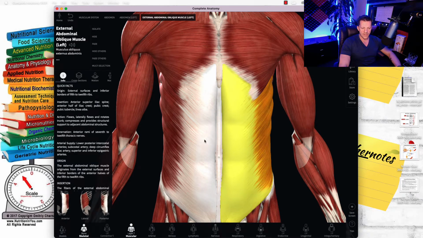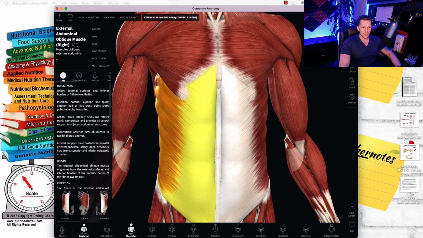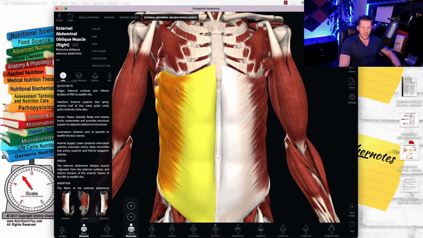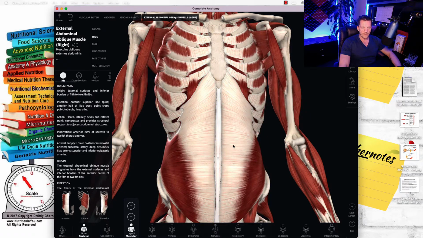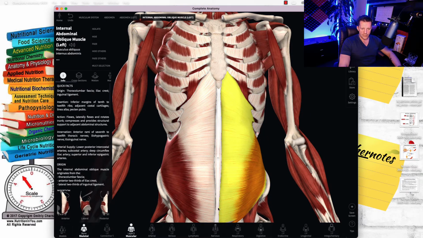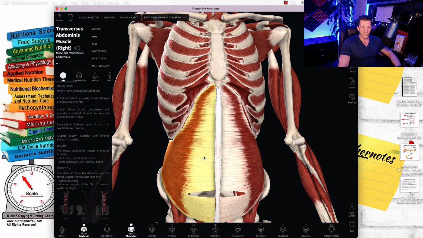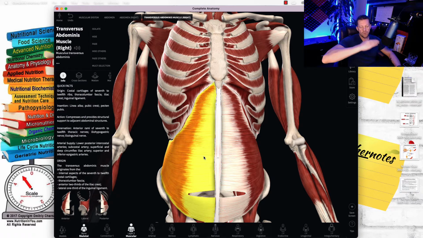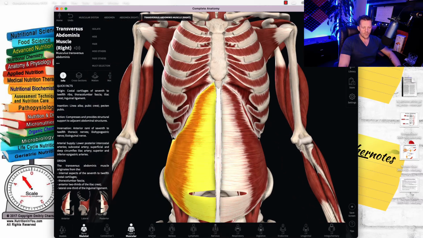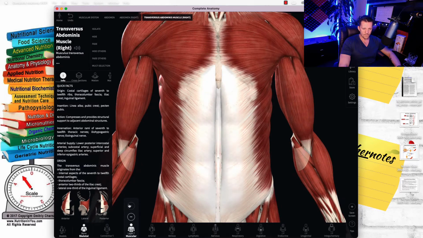external oblique muscles. So, external oblique, and if I remove one layer, there are the internal oblique muscles, which are these internal oblique muscles. And if I remove another layer, there are the rectus abdominis muscles. Rectus, they go vertical. And if I remove another muscle, there is the horizontal transversus abdominis. So these are the four layers of the lower abdominal muscle. So let me put it back.